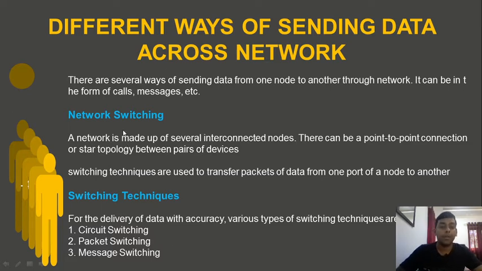So, network switching. A network is made up of several interconnected nodes. What is a node? We have seen it: workstations, computers. This can be a point-to-point connection or a star topology between pairs of devices. As I've already mentioned in the previous session, in point-to-point, each computer in the network will have a one-to-one connection with every other. But in star topology, there will not be any direct connection between all the devices. That is practically impossible, because it would be very costly; that much cable length would be required. So we will not go for that.